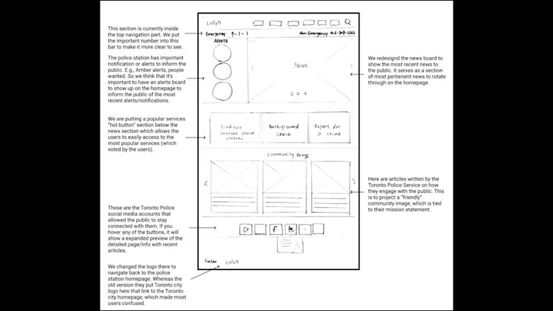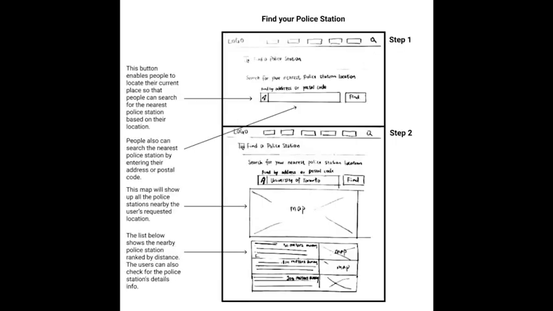You can scroll through to see community blogs by TPS and find its social media accounts. We then sketched out the task flows of 3 most important tasks. The first task was finding your nearest police station.